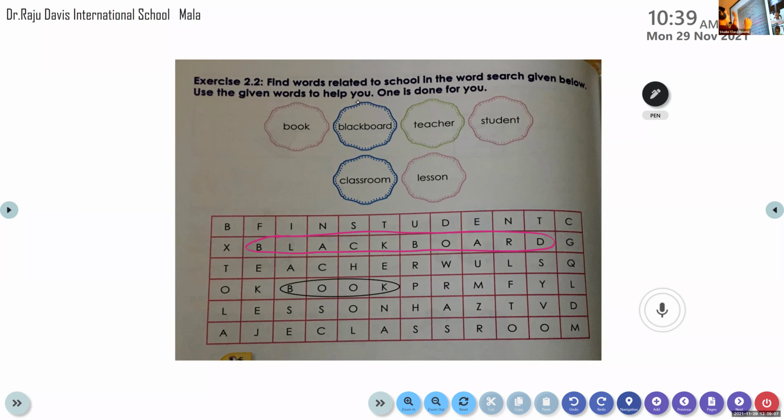Elaine, unmute. Read the third word. Teacher. Teacher, very good. Try to find it in the word search puzzle. Look at the spelling and try to find it. If you have done it, please show it to me. The word is teacher. Yes, very good, Ellie. T-E-A-C-H-E-R, teacher.